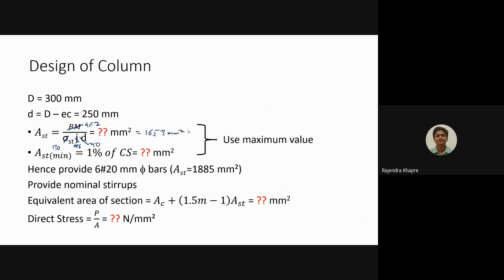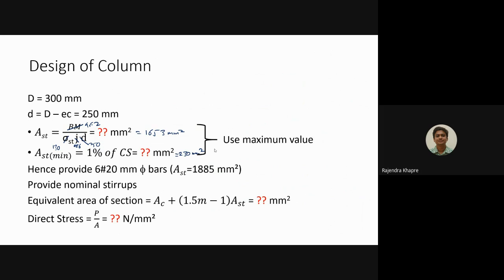Millimeter square. Okay, and how about Ast minimum? For column it is 1%. Okay, 1% of the cross section area, that is 250 into 300. How much is it? 230. 1% of the cross section area. Okay, how did 230 come?